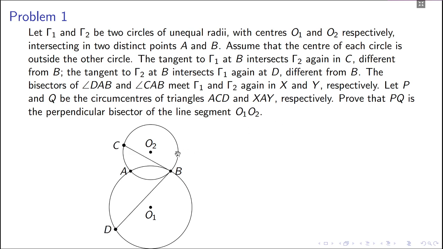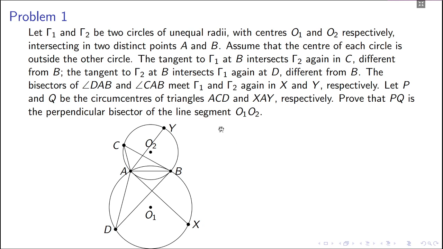So you draw tangents to the 2 circles. One of them is, this point is D, this point is C. So this line is a tangent to this circle. This line is a tangent to this circle. And after that, it says the bisector of angle DAB and CAB. So this also you join. So bisector of this and bisector of that intersect the circle again at X and Y. If you draw the bisector, it will intersect here at X. Bisector of this intersects at Y.